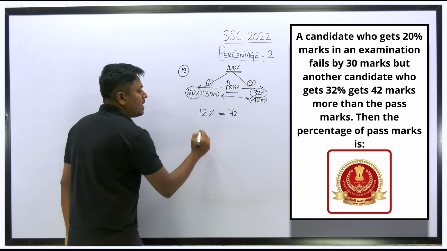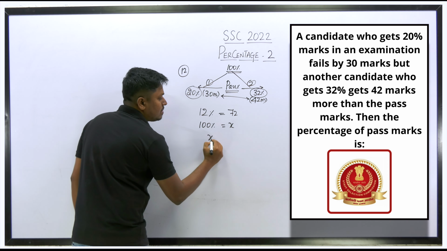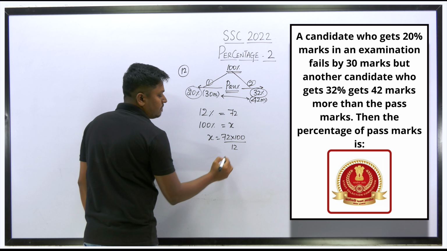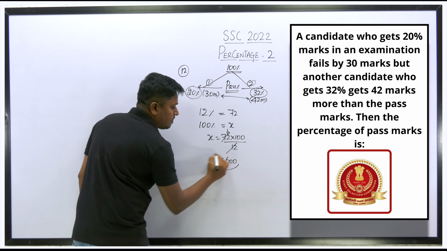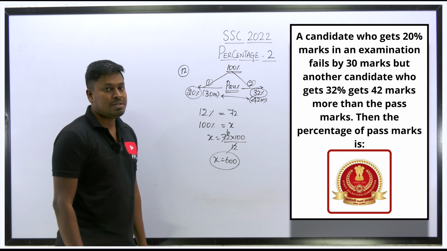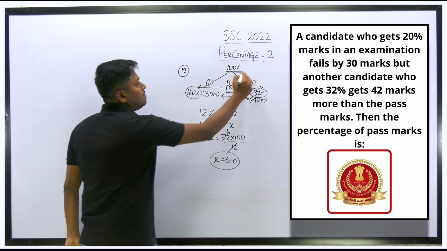Got it? So now let me find the total marks in the examination, equal to x. So x is equal to 72 into 100, divided by 12, which is 6 times. So x is equal to 600. Which means the total number of marks in the examination is how much? 600. So we have found the total mark of the examination is 600.